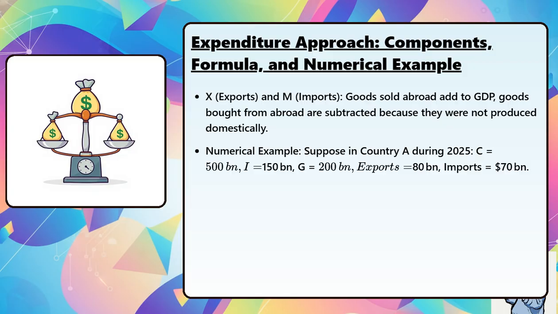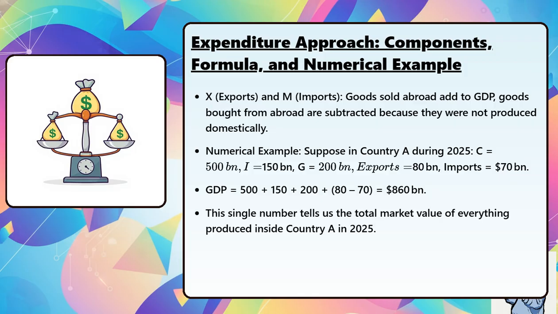Numerical example. Suppose in country A during 2025, consumption equals $500 billion, investment equals $150 billion, government spending equals $200 billion, exports equal $80 billion, imports equal $70 billion. GDP equals 500 plus 150 plus 200 plus 80 minus 70 equals $860 billion. This single number tells us the total market value of everything produced inside country A in 2025.